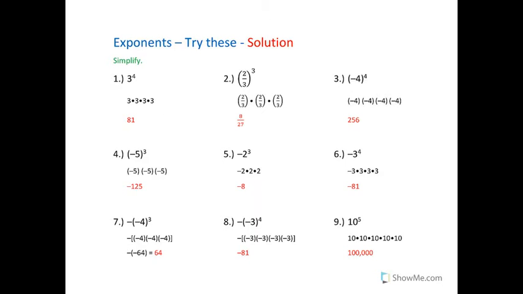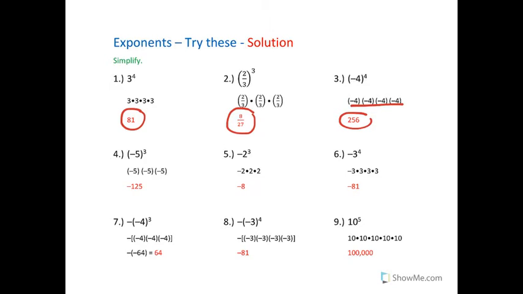All right, 3 to the 4th, 3 times 3 times 3 times 3, that's 81. 2/3 to the third power, 2/3 times 2/3 times 2/3, 2 times 2 times 2 is 8, and 3 times 3 times 3 is 27. Negative 4 to the 4th, 4 is even. So I'm going to have 4 factors of negative 4. And that's going to be a positive 256.